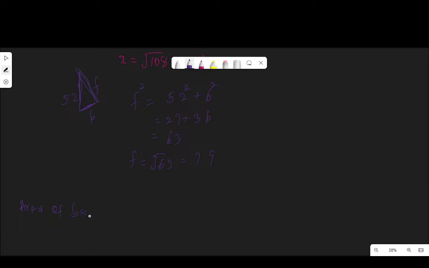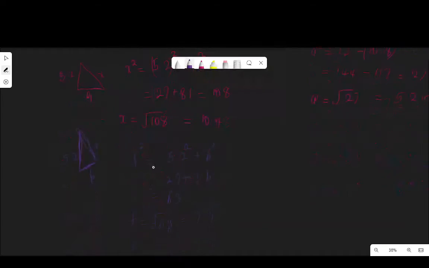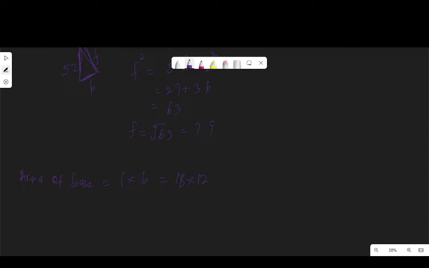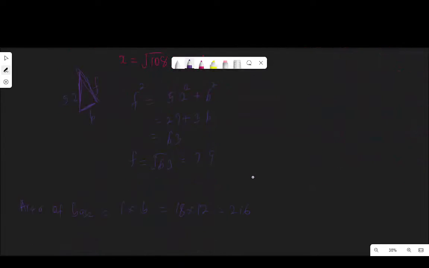Area of base is length times breadth. The length of the rectangle is 18 inches, the breadth is 12 inches. So 18 times 12. That is 216. I think the unit is inches square.